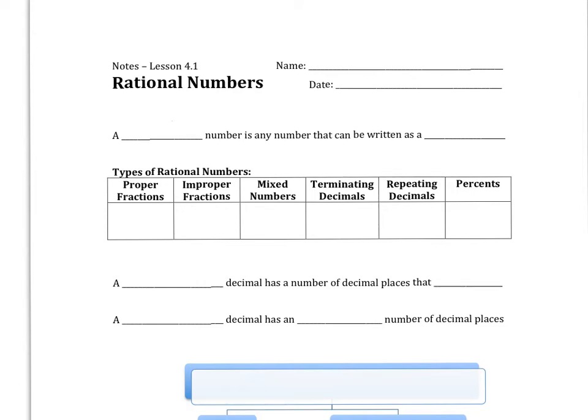Math 7 Lesson 4.1, Rational Numbers. A rational number is any number that can be written as a fraction. So types of rational numbers, we have proper fractions, which would be like 4/7.